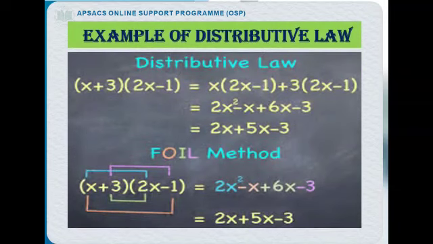See, x plus 3, 2x minus 1. That means x, 2x minus 1, plus 3, 2x minus 1. Clear? See, this is multiplying with this whole bracket, and then this 3 is again multiplying with this whole bracket. Clear? So, x times 2x is 2x square, minus plus minus, so x, plus 6x, plus minus 3.